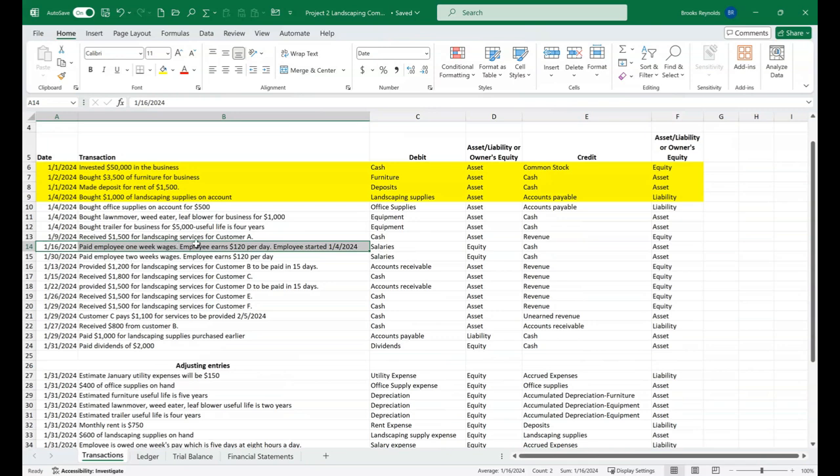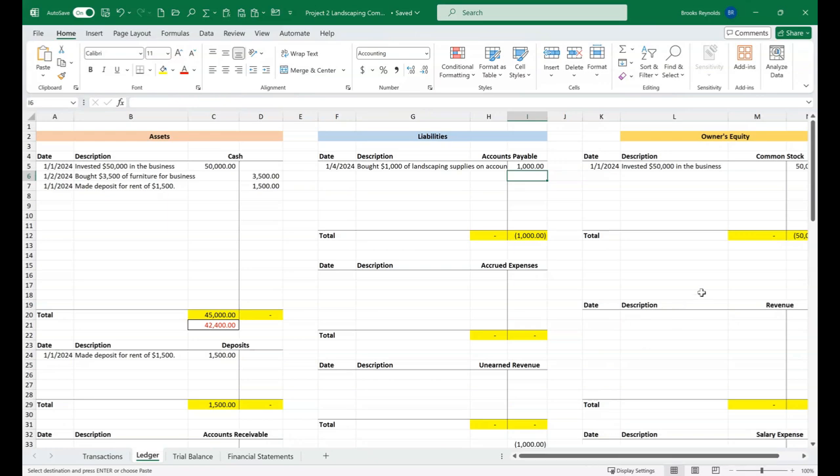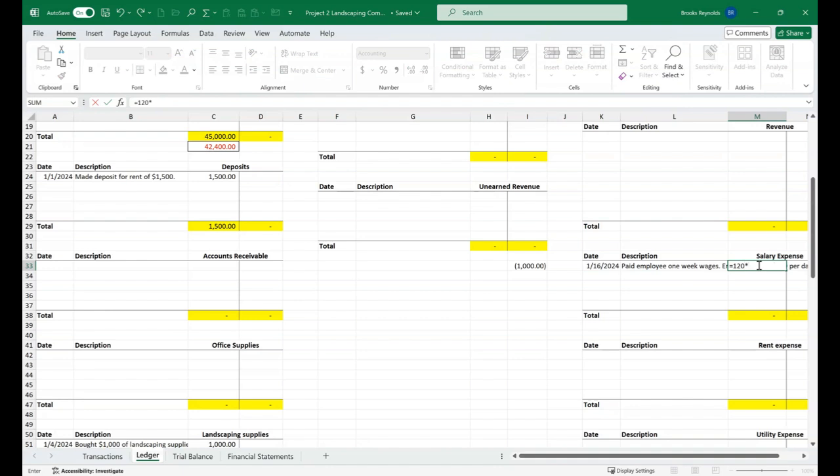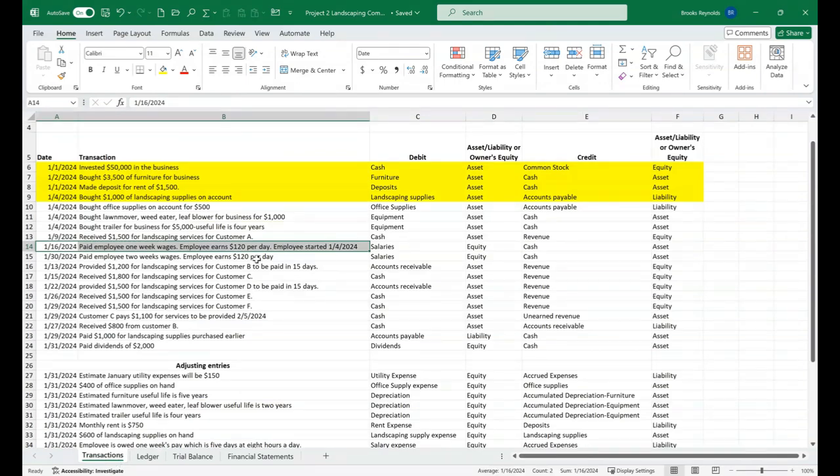So paid employee 1 week's wages. So that's going to be an expense. It's salaries. It's in the equity because it's going to affect retained earnings. All right. So we're going to debit salaries in the equity section. So we look under the owner's equity section and we look for salary expense. There it is. Okay. And with Excel, you can either start a formula with a plus sign or an equal sign, but it's 120 times 5. So that's salary expense. And we paid, okay, so that indicates that we paid cash. So we're going to credit cash. Cash is an asset.